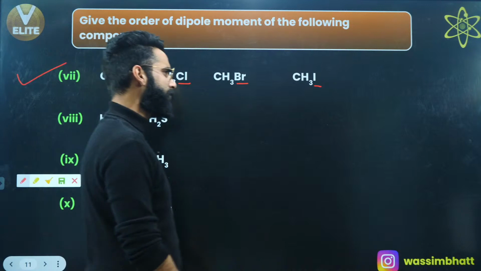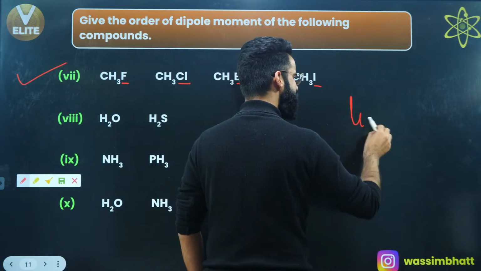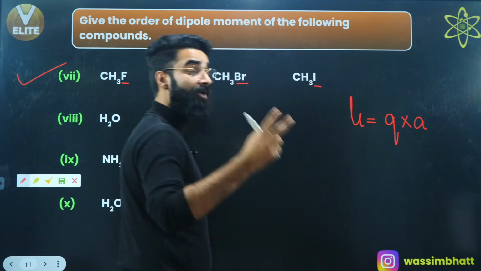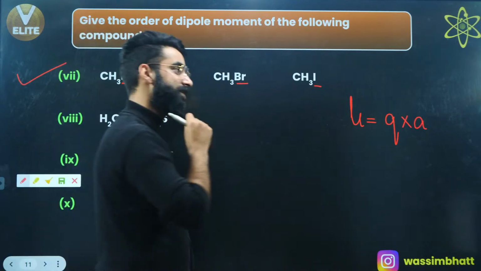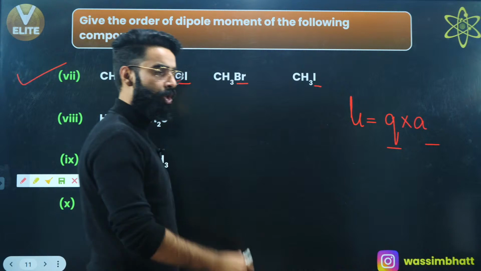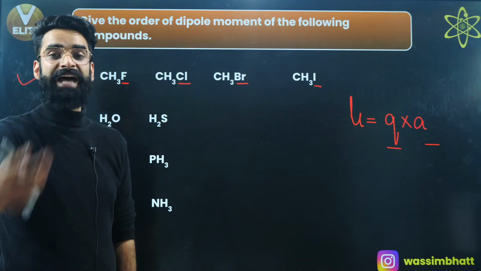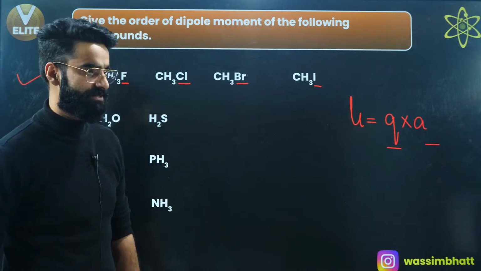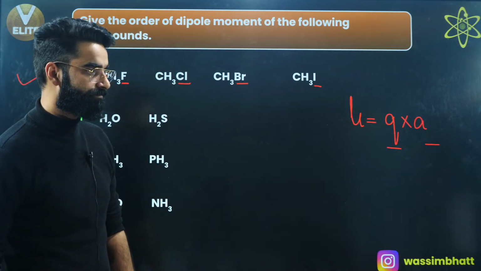But let me tell you, dipole moment does not depend on charge only. It depends on distance as well, right? So you have to take two factors into consideration, charge as well as distance. Overall, the magnitude of the dipole moment is governed by two factors, charge as well as distance, right? Right, people?